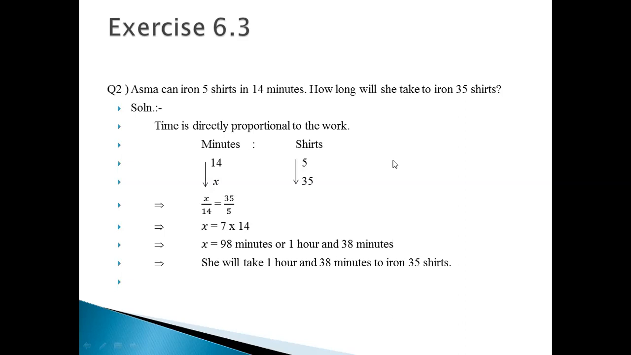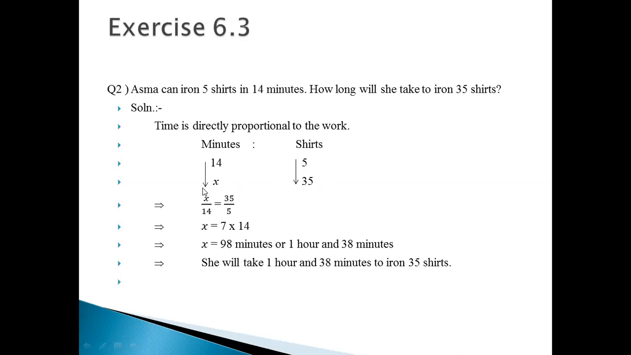So again, it is direct proportion. How do we know that's direct proportion? Direct proportion means that if one value increases, the other one automatically increases. If the amount of work increases, the number of minutes automatically increases. So this is called direct proportion. So time is direct proportion to the work. So minutes and then shirts. In 14 minutes, she irons how many shirts? 5 shirts. In X minutes, how many shirts does she iron? 35 shirts, because we don't know the minutes, so we put X.